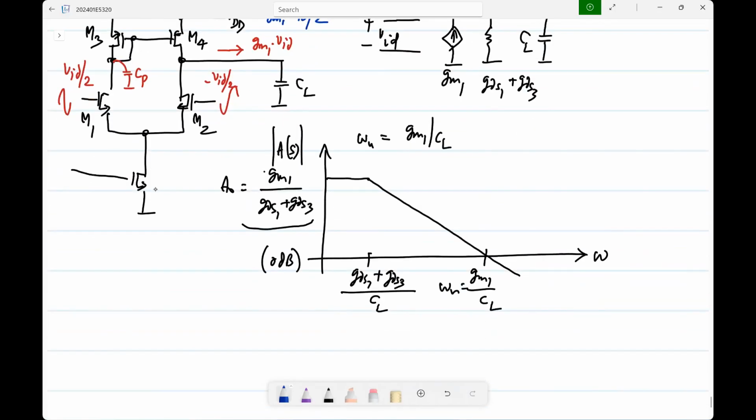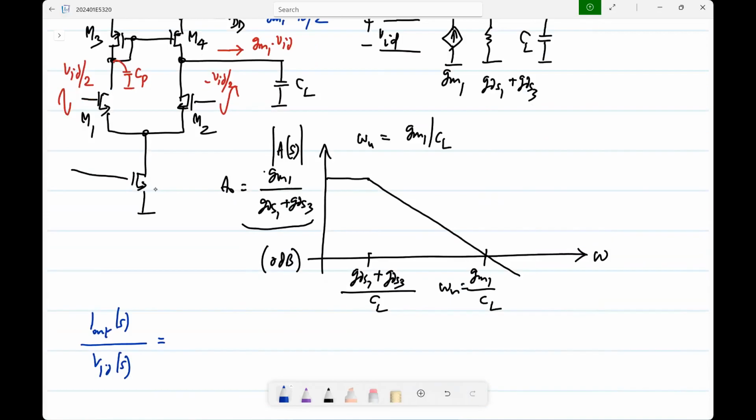First, let's do this. The output current divided by VID. First of all, what kind of transfer function is it? Will you be able to write it by inspection? What is the order of the transfer function?